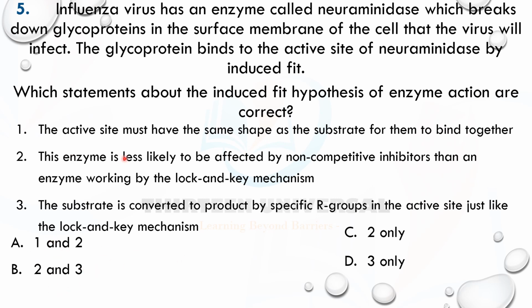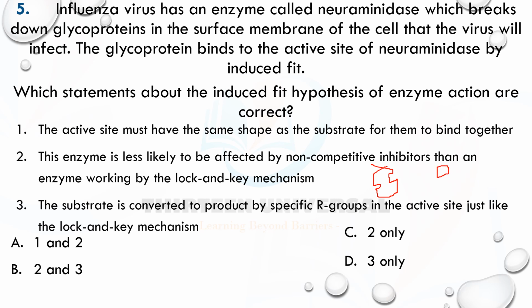2 says this enzyme is more likely to be affected by non-competitive inhibitors than an enzyme working by lock and key. Non-competitive inhibitors bind to the allosteric site. They do not compete with the substrate and don't bind to the active site. They bind to the allosteric site, and when they bind, they alter the shape of the active site. We have videos on enzymes, you can look at them on 13 Universal YouTube. So if this is the enzyme, we took time to explain it, and this is the substrate.